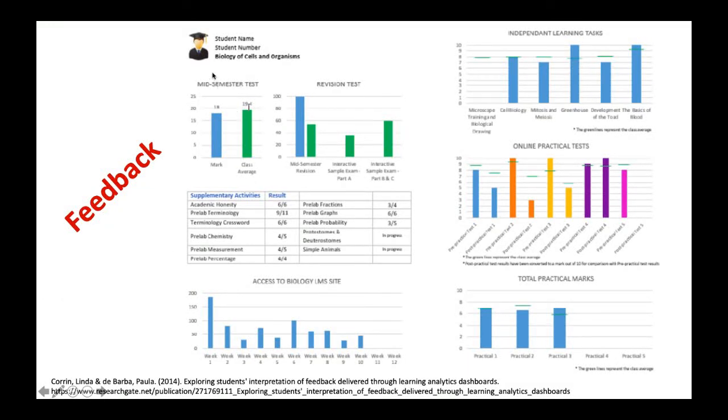For example, the mid-semester test. This is the candidate mark. This is the overall class average. So I know my mark is lower than the class average. That is good. Then the revision test, again the same: my result and the class average. Then the supplementary activities, then other information from the LMS. Then the practical exams separately. All those can be included.